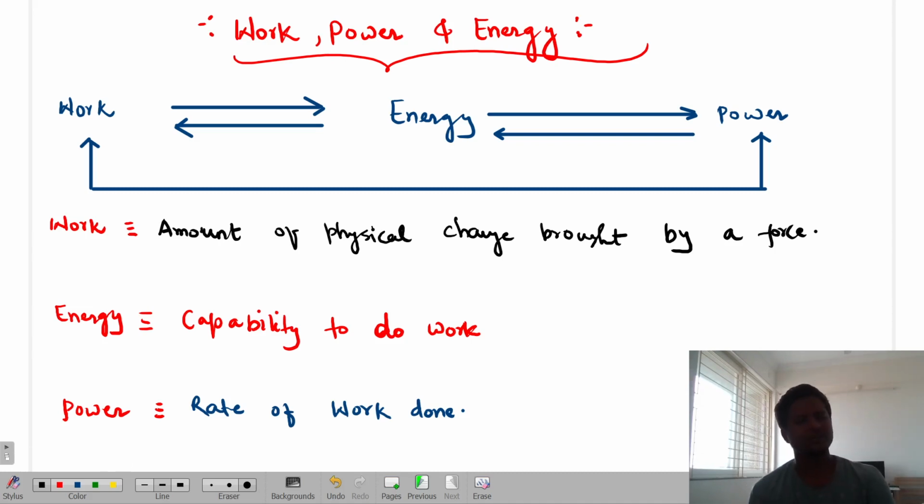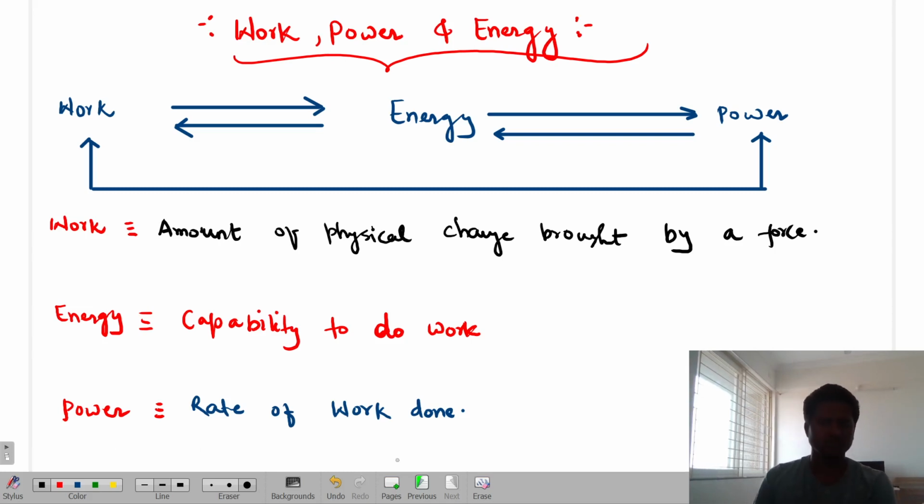And now the capability of bringing that physical change is going to be defined as energy, because if you are going to do a physical change, if you are going to do something, then you need some energy to do that, or some stamina to do that. Are you able to get me or not? So that energy is going to be called as capability. Now, but what is power?